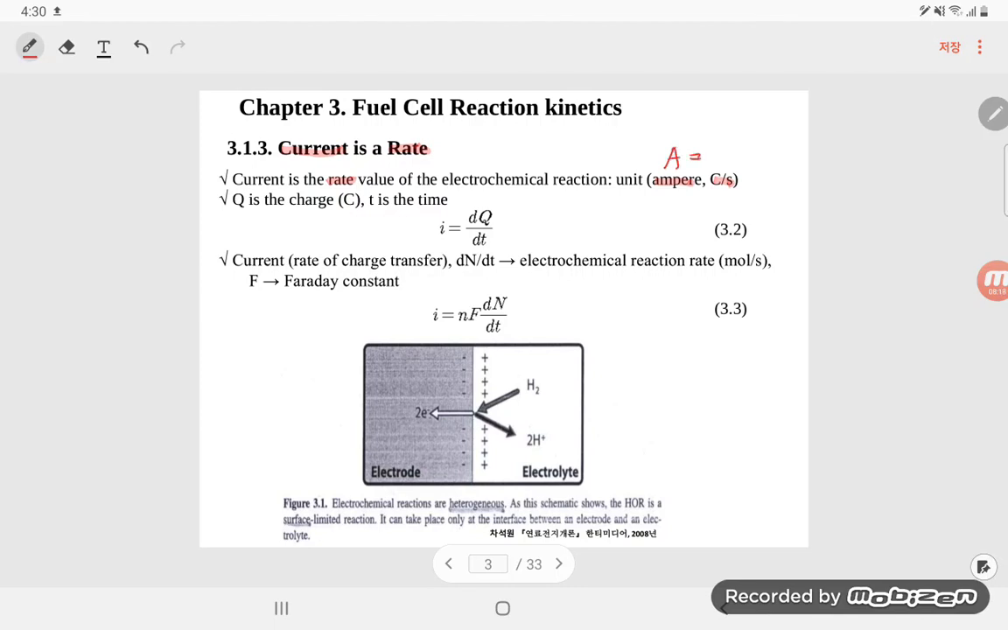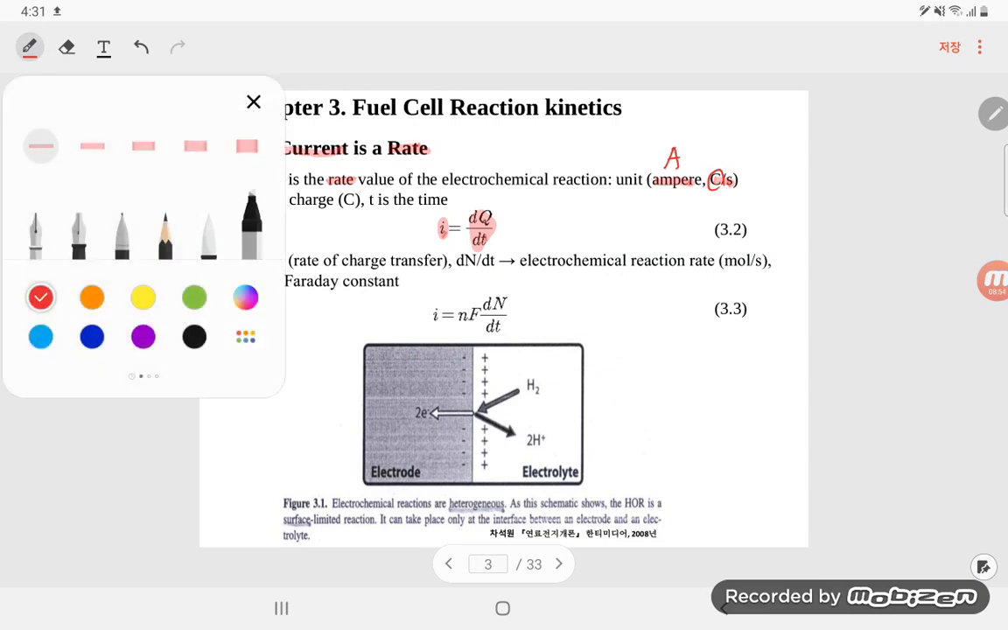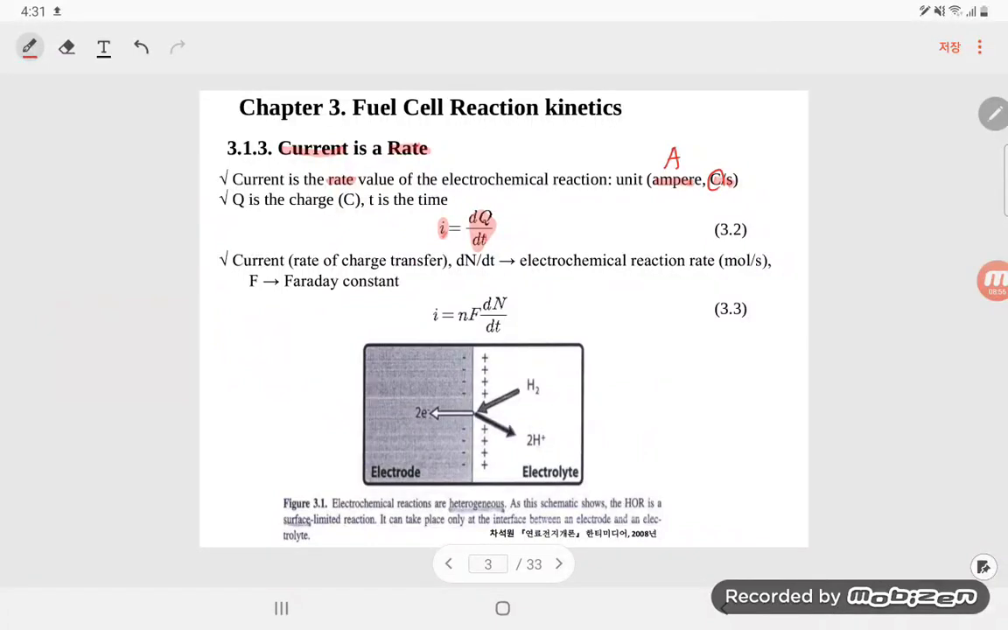So what is the Q then? This is the coulomb. Coulomb means the charge, the amount of the charge. So the current is expressed like this: I equals dQ over dt, and the unit is coulomb per second. And this charge is generated from the electrochemical reactions. So the rate of the electrochemical reaction determines the current, right? So how can we relate that?